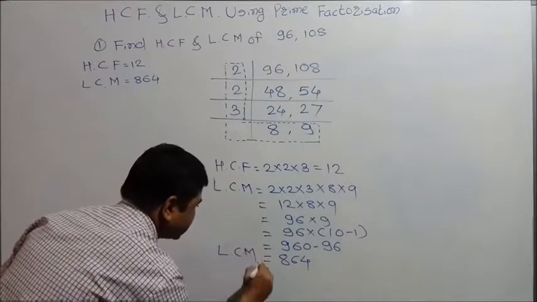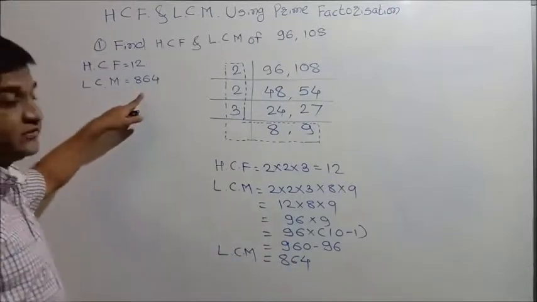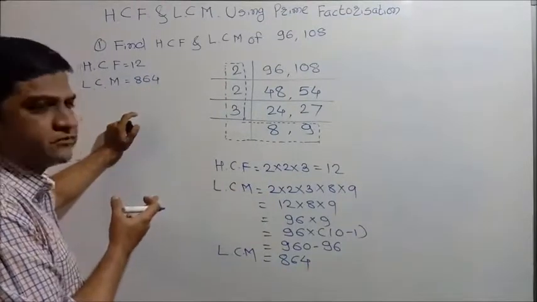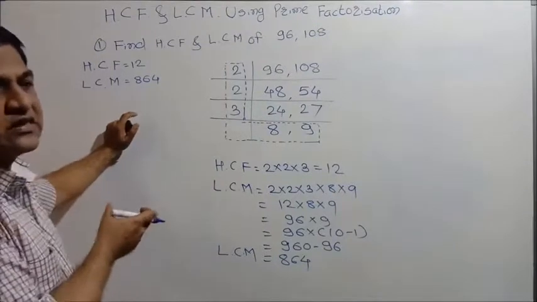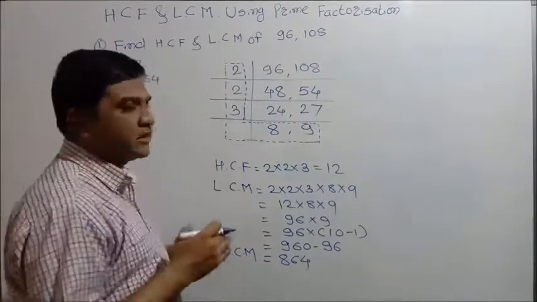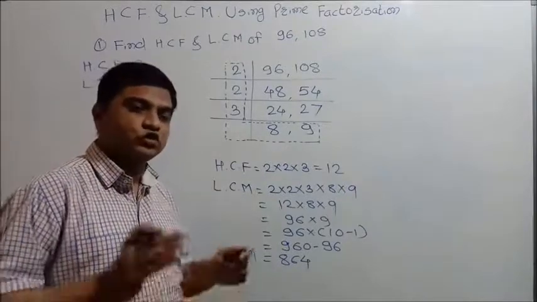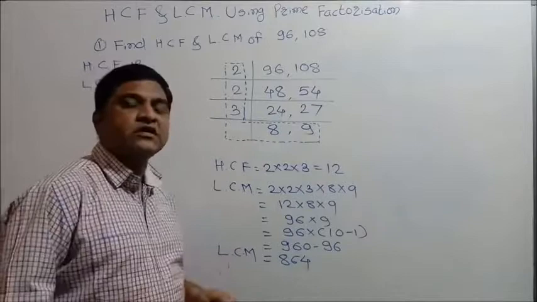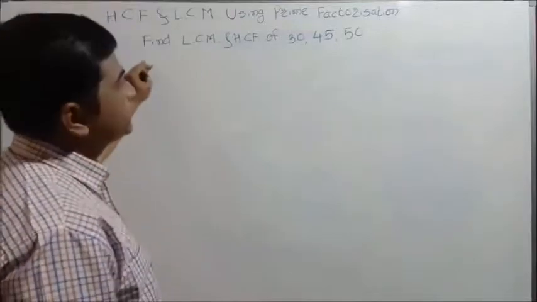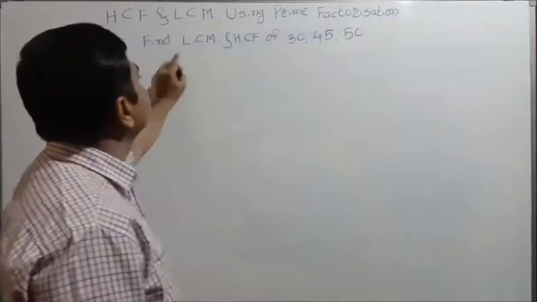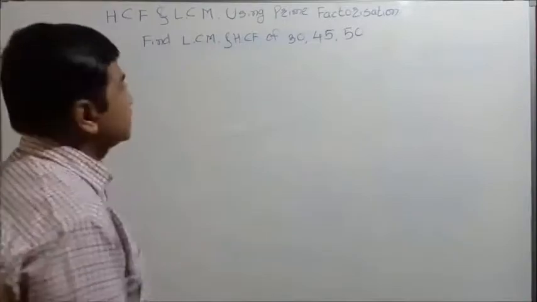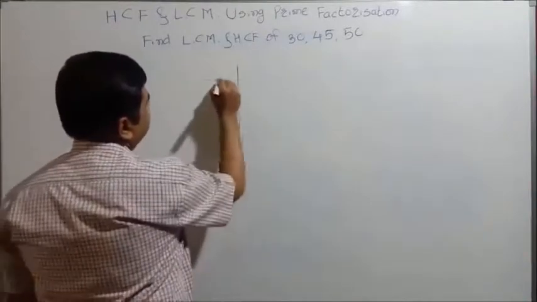And I found that 12 8s are 96, multiplied by 9. And again, we got the same situation: 96 9s are, we will write 96 multiplied by 10 minus 1. Now, 96 will be distributed over 10 and 96 will be multiplied with minus 1 also. So it will create 960 minus 96, and the final answer will be 864. So we got the LCM again as 864. We already wrote that the LCM is 864 by the factor tree method. So I found that this combined division method, or common division method, is much faster than even the factor tree method.